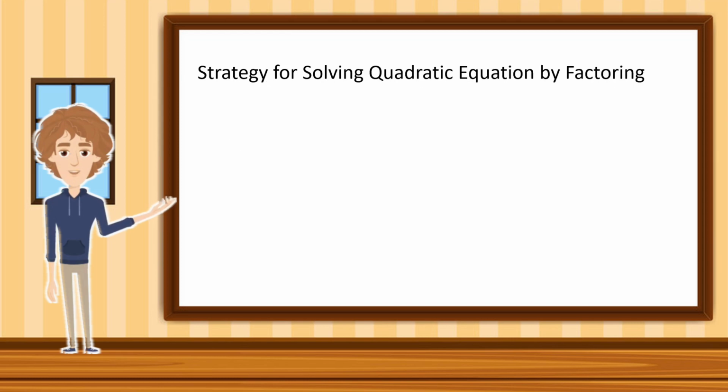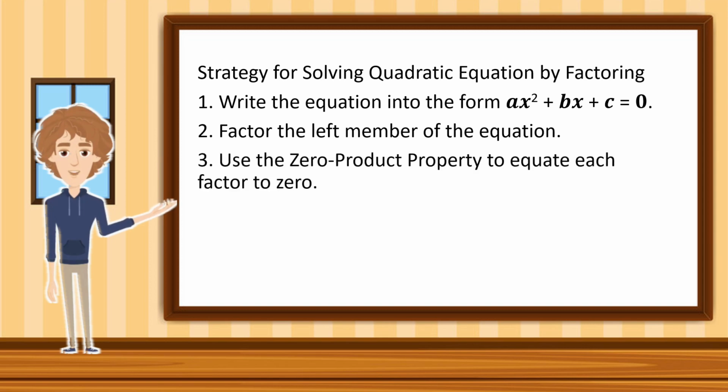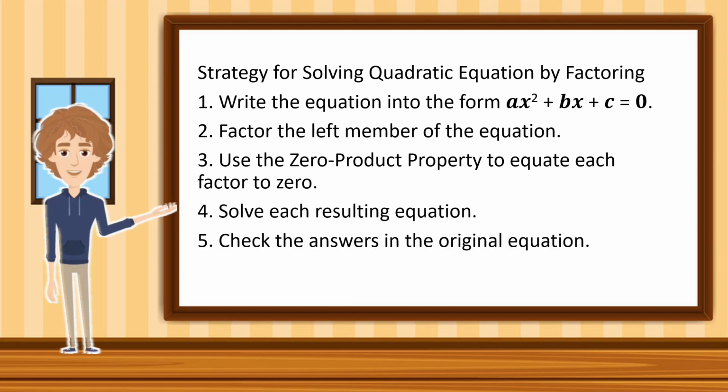Here's our strategy for solving quadratic equations by factoring. First, write the equation in the form ax squared plus bx plus c is equal to 0. Then, factor the left member of the equation. The third step is to use the zero product property to equate each factor to 0. Then solve the resulting equations. And lastly, check the answers in the original equation.